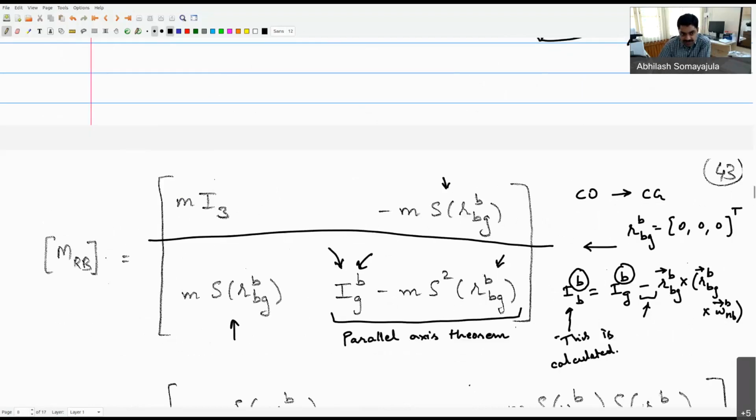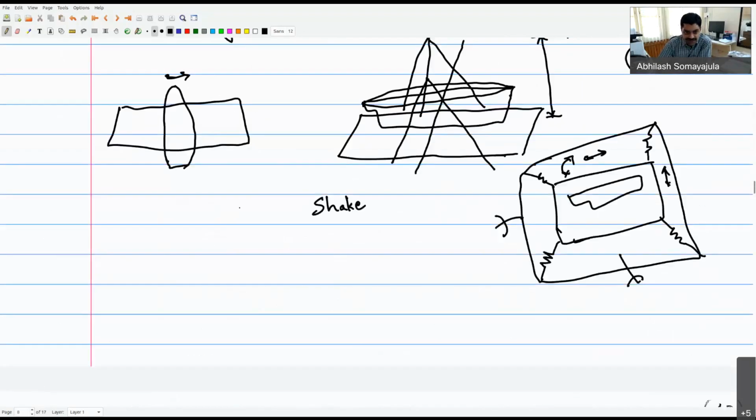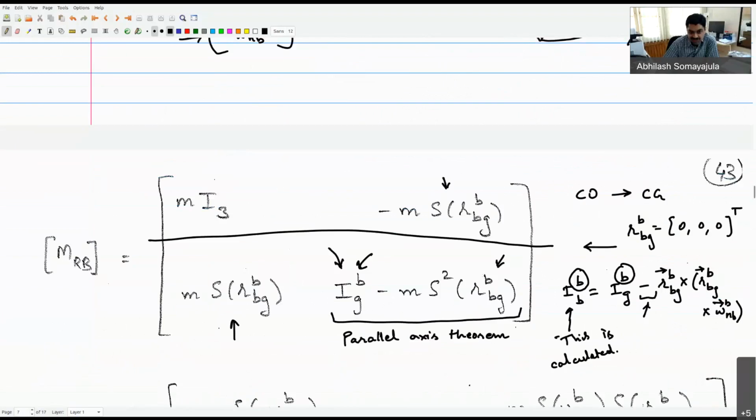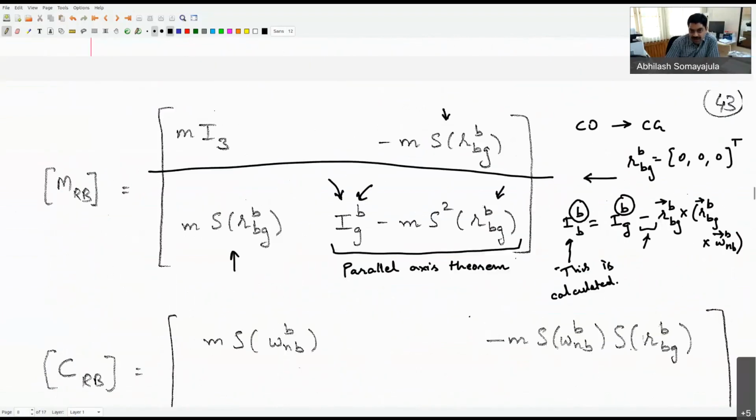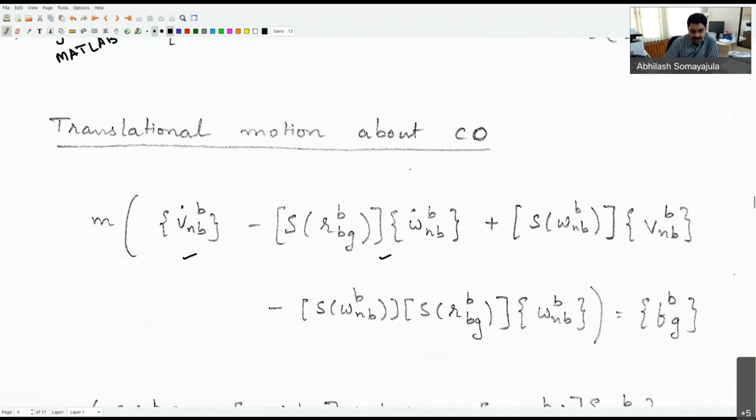This mass matrix is being multiplied basically by the velocity vector's derivative, right? V_B dot and omega_B dot. So the second term gets multiplied by this, which is why we have minus m s(r_bg) times omega dot.